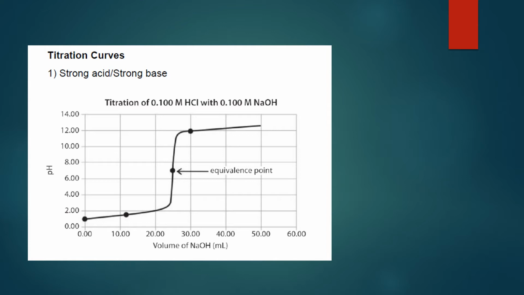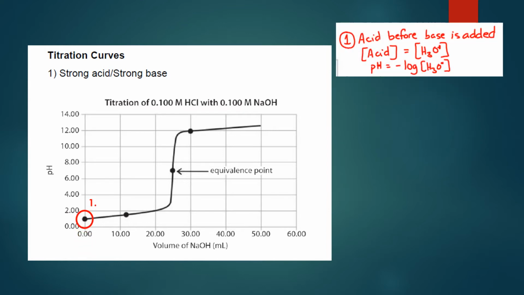Now, if you take a look at the pH right at the beginning when we have a volume of 0 NaOH, this is the first place we're going to look at. So this is our acid that's in the Erlenmeyer flask before our standard base is added. In this case, the concentration of acid is equal to the concentration of hydronium because I have a strong acid here. And the pH is going to be easy. It's going to be the negative log of the concentration of hydronium. So we can calculate those very quickly.